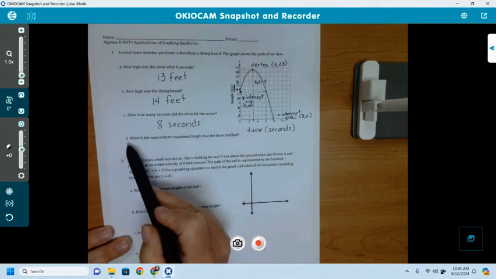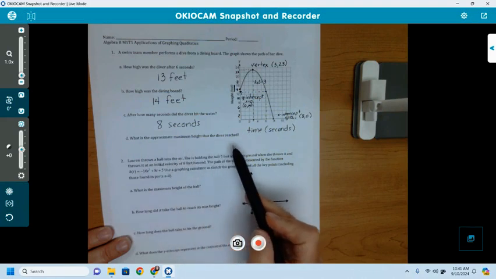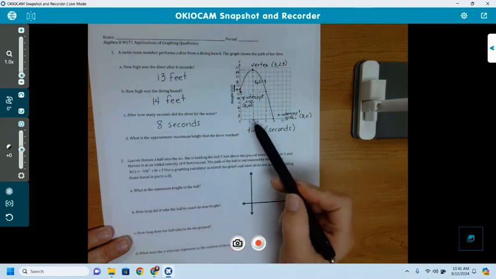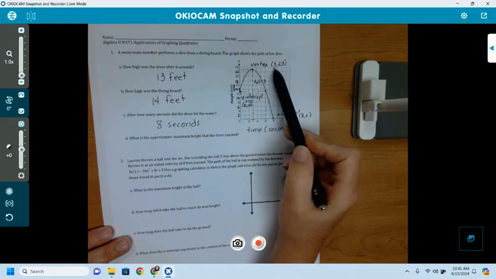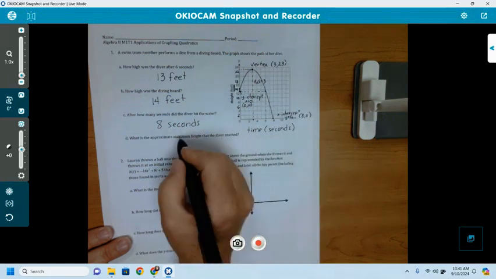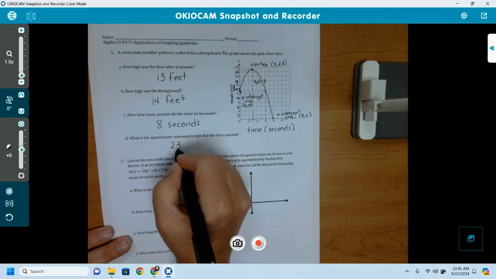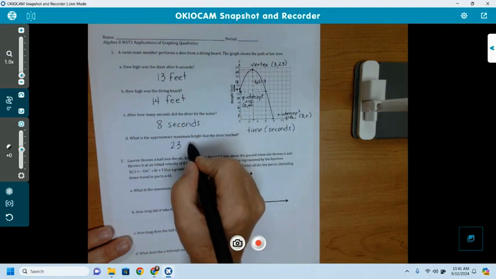And question D, what is the approximate maximum height that the diver reached? The highest point will be the vertex. Remember, the x-coordinate of the vertex represents time, and the y-coordinate of the vertex represents the height. So the maximum height is 23 feet.